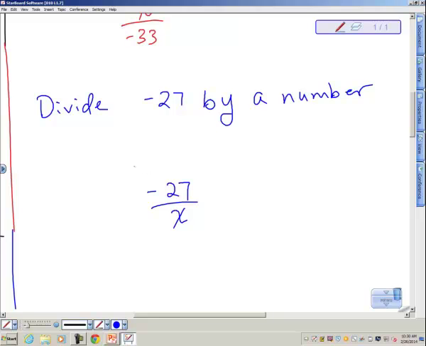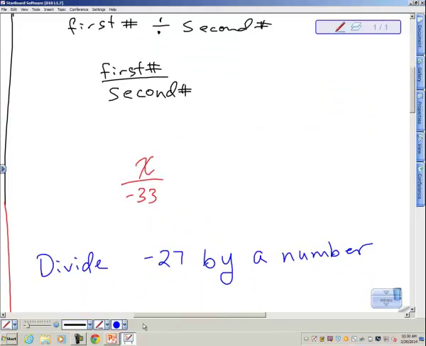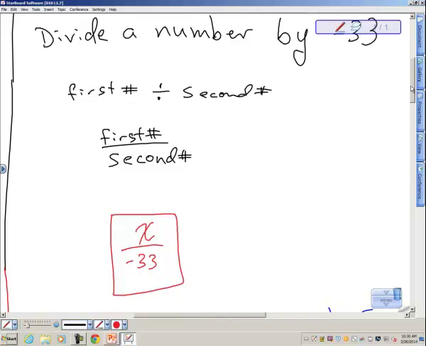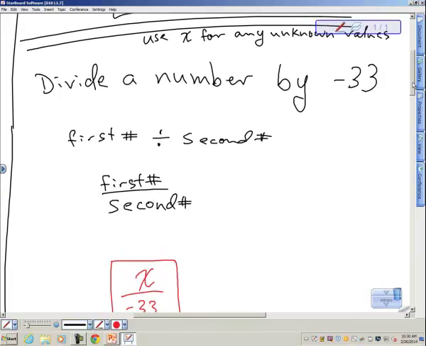That's all you had to do for that. Questions there? Moving back up to the top, x was first in the sentence, right? It said divide a number. We don't know what the number was, so the number was x.